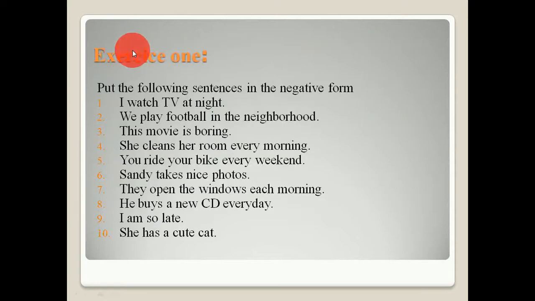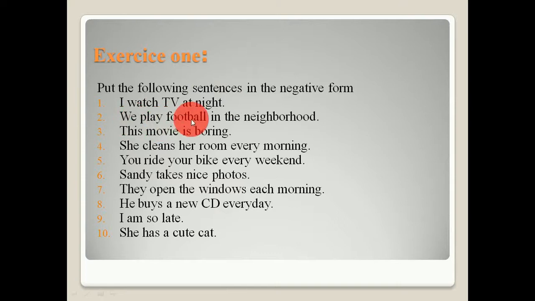Okay, so we have exercise 1. Put the following sentences in the negative form. I watch TV at night. Take a look at this sentence. Do we have a verb to be? No. Do we have a modal verb? No. I have a verb. Here is the subject. So what do we do here? We apply the rule of do not or does not.